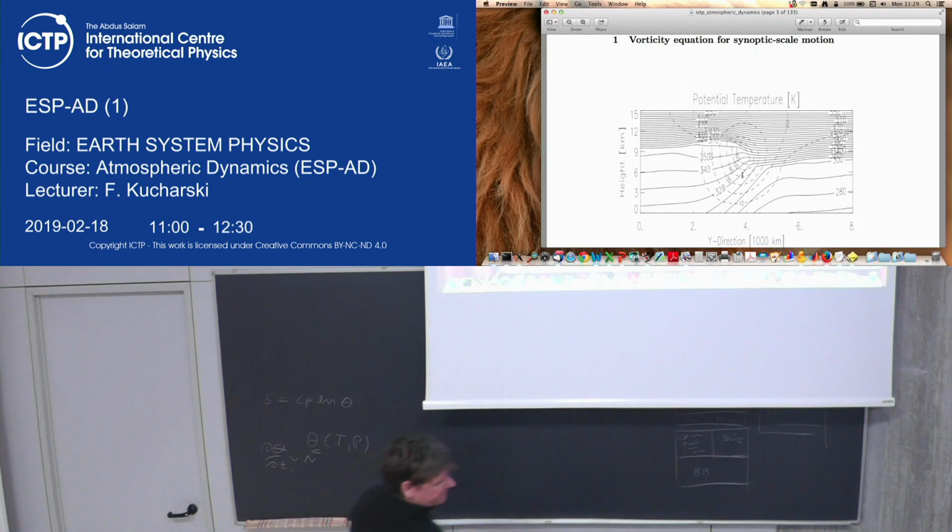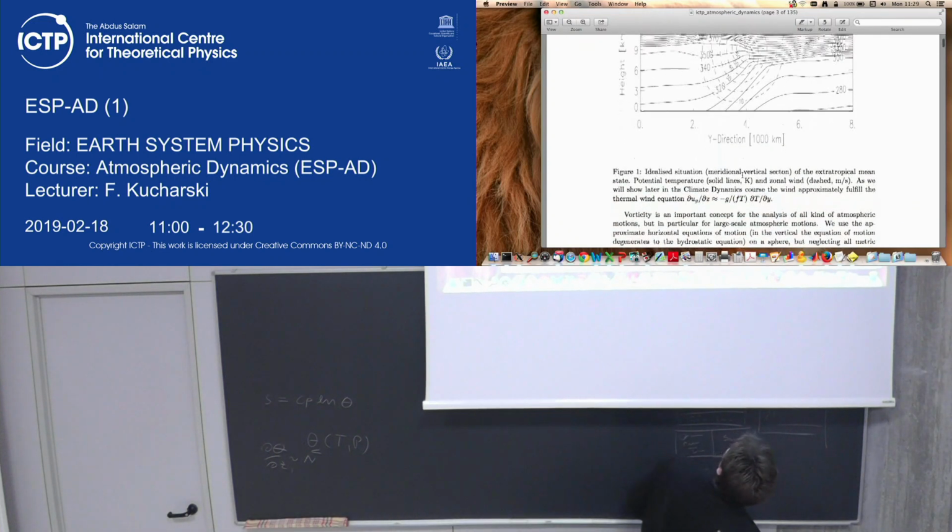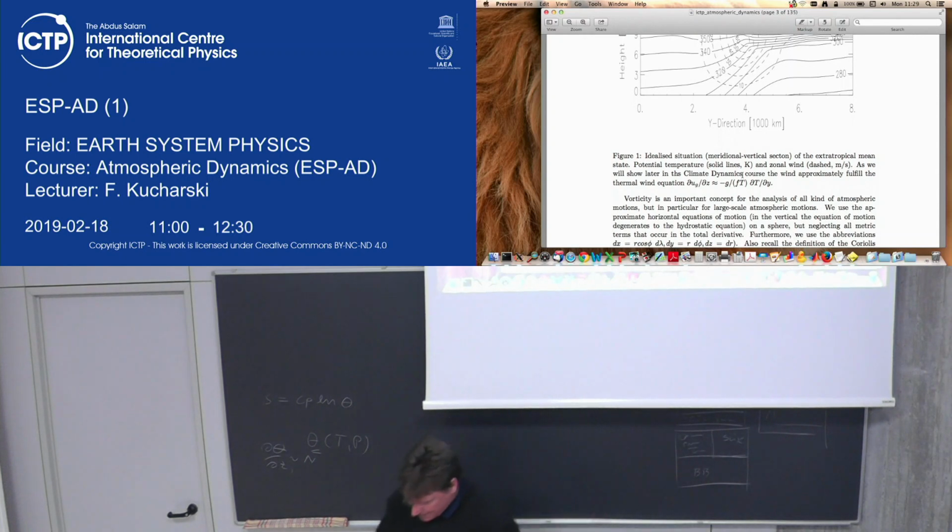So there is a relation, as you can imagine, between the vertical wind shear and the meridional temperature or potential temperature change. And you will derive as homework at some point this relationship here, which is called the thermal wind equation. A very powerful equation that tells us whenever we have a meridional temperature change, we have to have a vertical velocity shear. Very important.